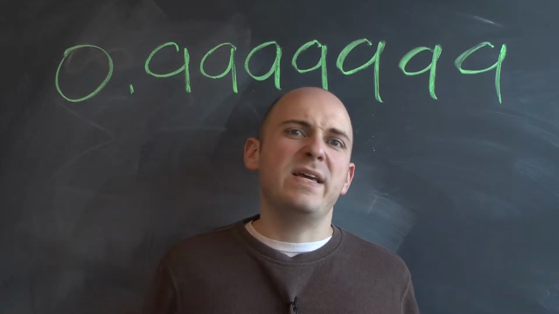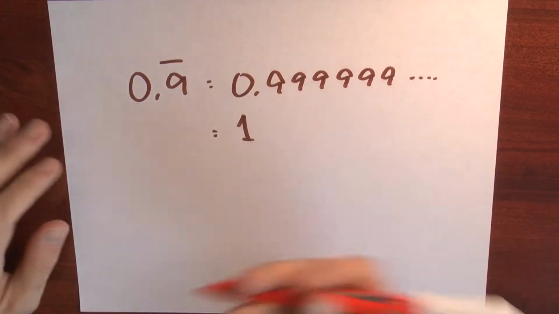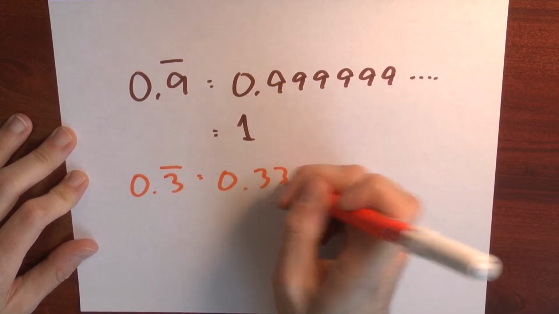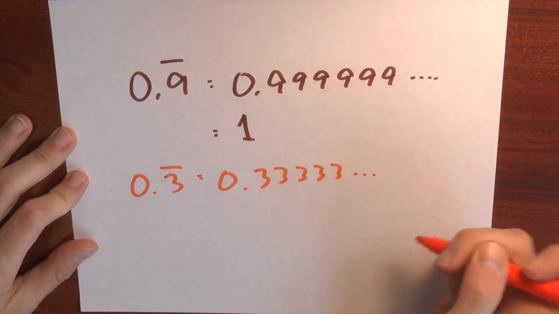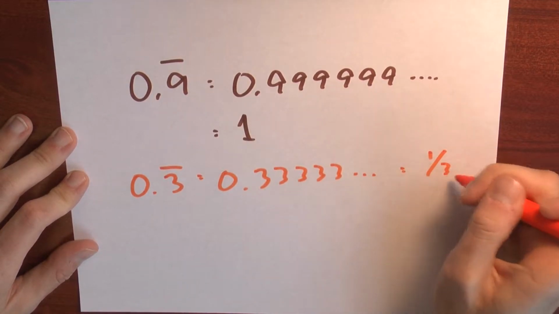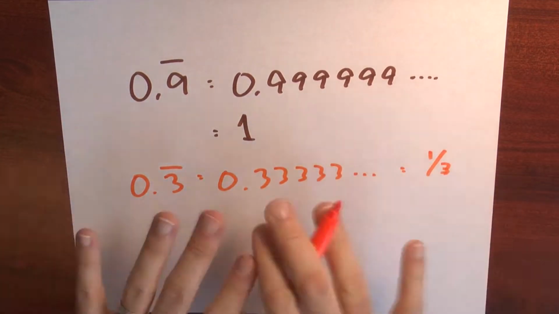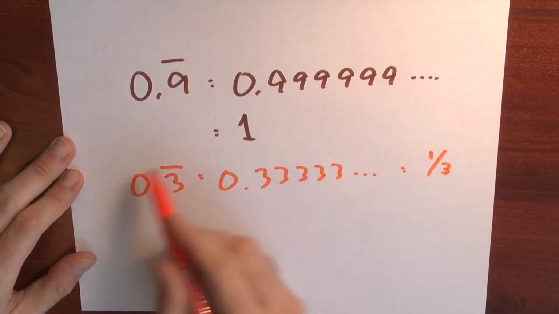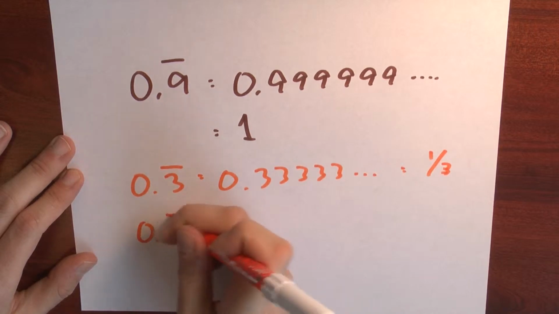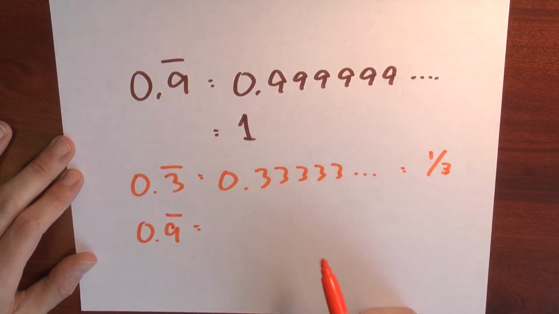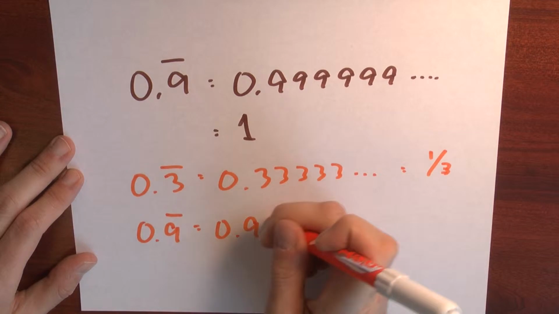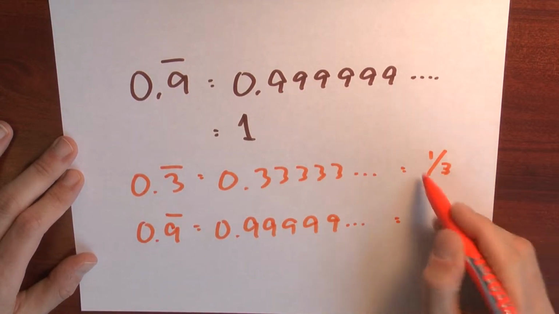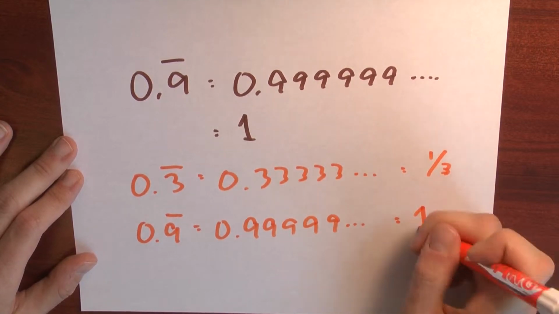There's a few different ways to think about this. For example, you might already believe that 0.3 repeating, 0.3333, and so on, is equal to a third. Now, if I multiply all of this by 3, what happens? If I multiply 0.33333 by 3, I get 0.99999. But if I multiply a third by 3, I get 1.